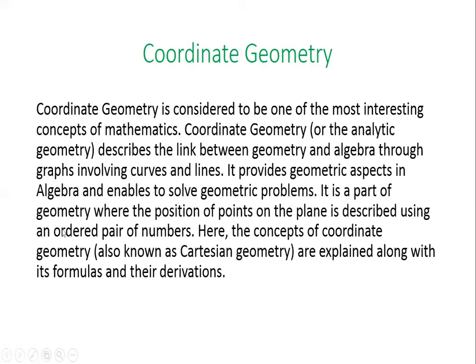It is a part of geometry where the position of points on the plane is described using an ordered pair of numbers. Here the concept of coordinate geometry, also known as Cartesian geometry, is explained along with its formulas and their derivations.